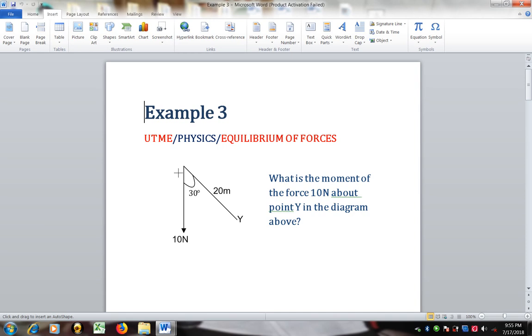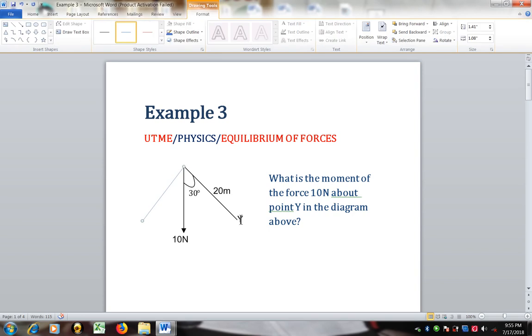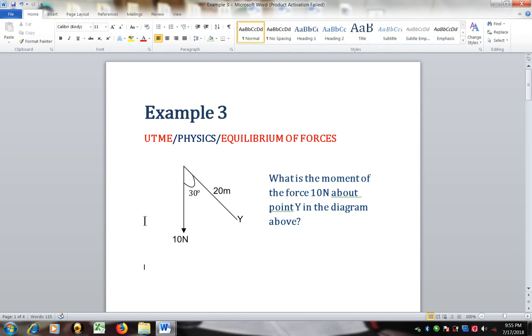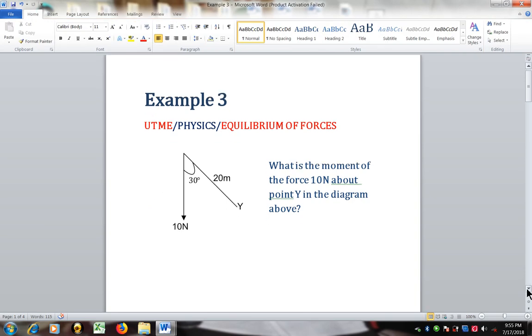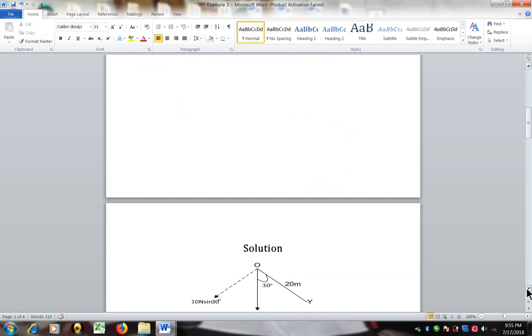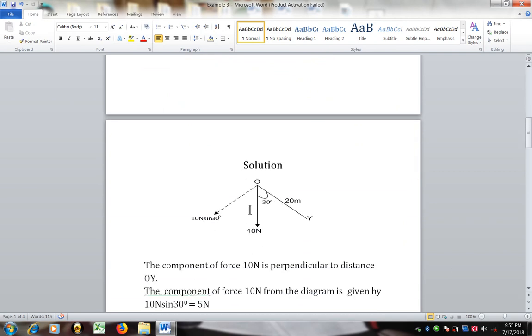So we need to resolve this force perpendicular to this fulcrum. So we need to find the resolution of this force along this direction. So let's do that now. Okay, you can see now that we have produced a line which is perpendicular to OY, because we actually want to find the moment of force 10 Newton about point Y, right?